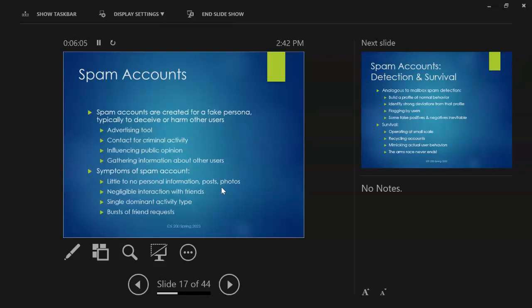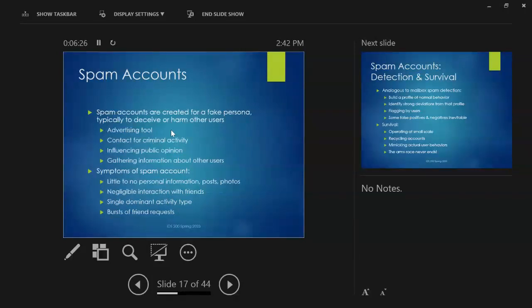Anyway, number two, negligible interactions with friends, quite often a single dominant activity type, right? So the account might just be set up so that all I do is instant messages trying to scam people, or all I do is thumbs up on some corporate Facebook page. And finally, bursts of friend requests.